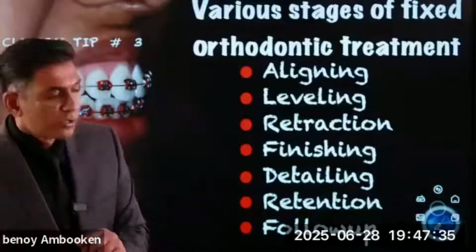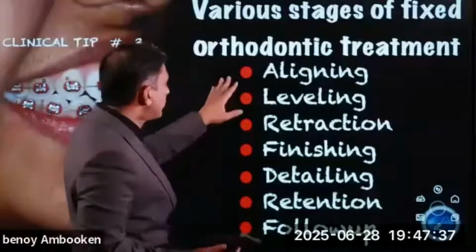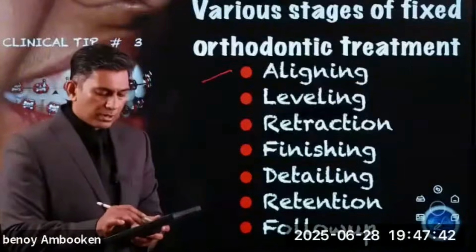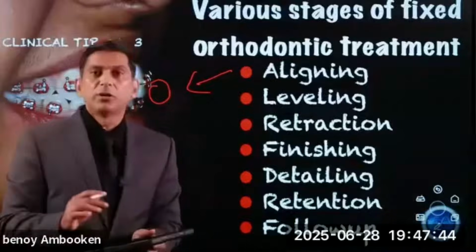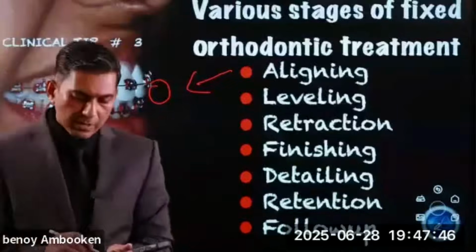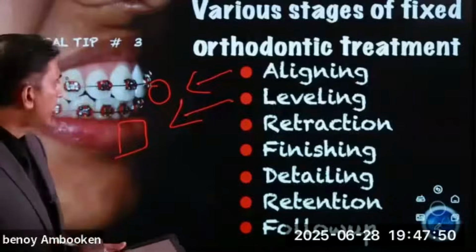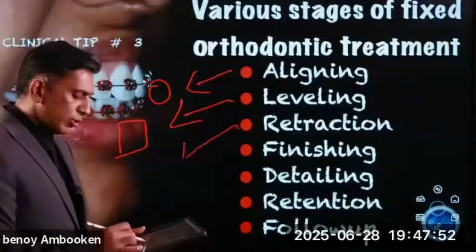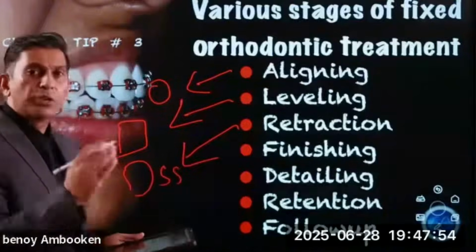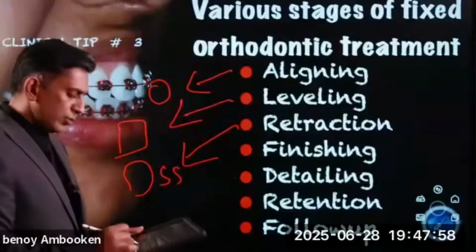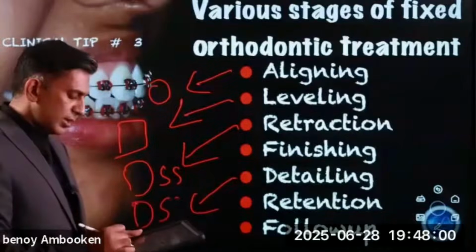So commonly, I'm sure everyone knows what is an aligning stage. I'll be coming into detail on it, but commonly we do the aligning on round nickel titanium wire. The leveling, I'll be doing it on a rectangular nickel titanium wire. Retraction, I'll be doing on rectangular stainless steel. I'll be telling you which wires in the forthcoming clinical tip. Finishing, I have to do it on rectangular stainless steel.